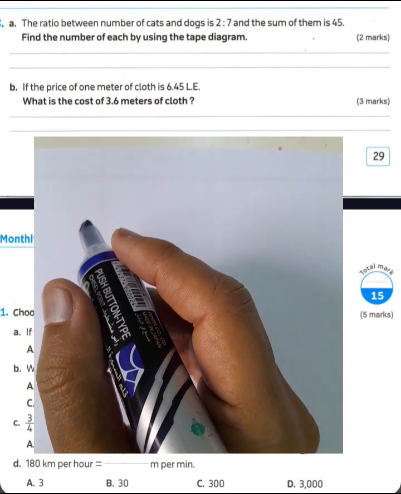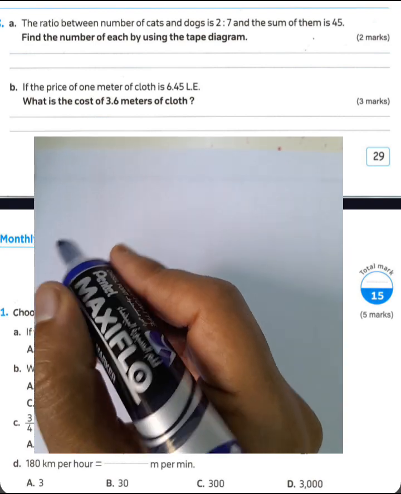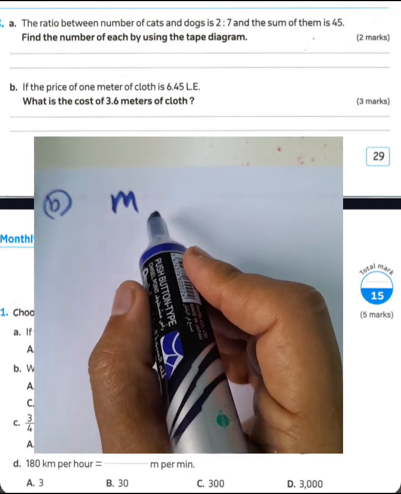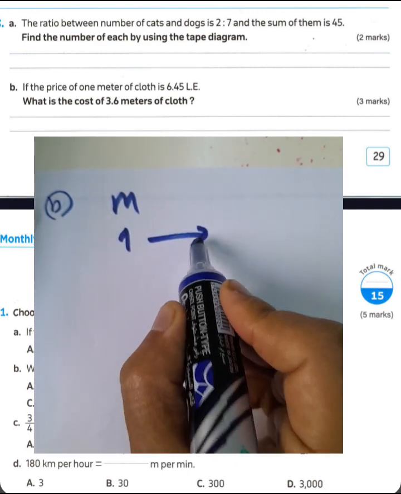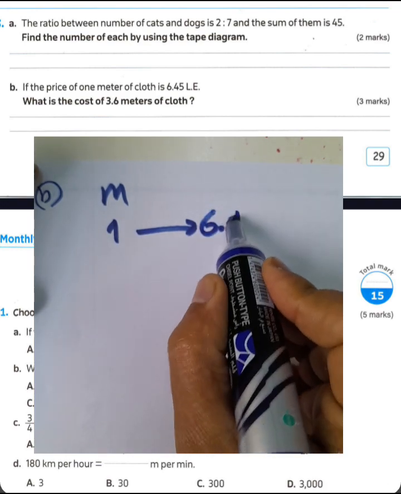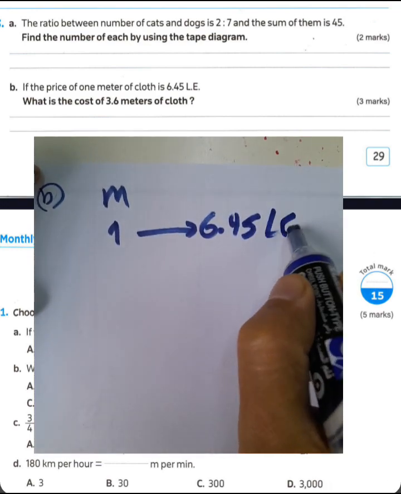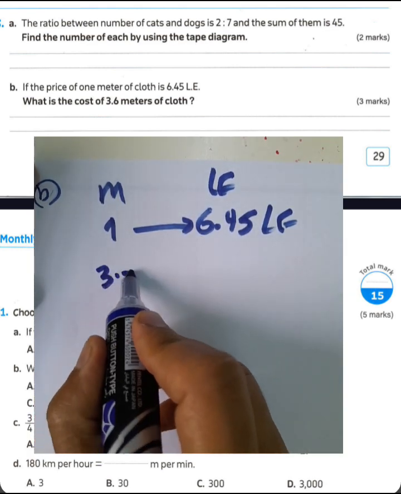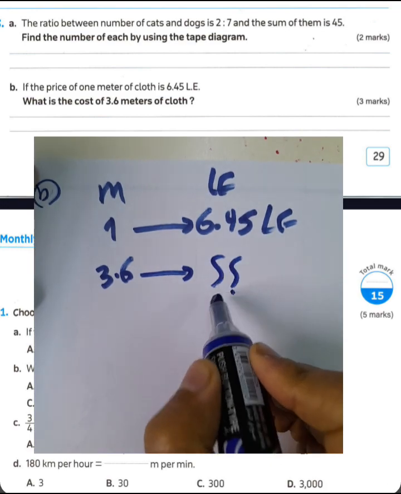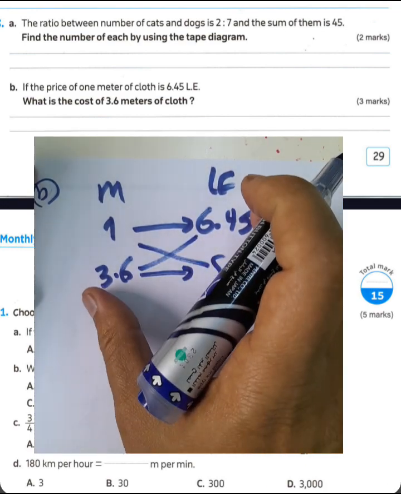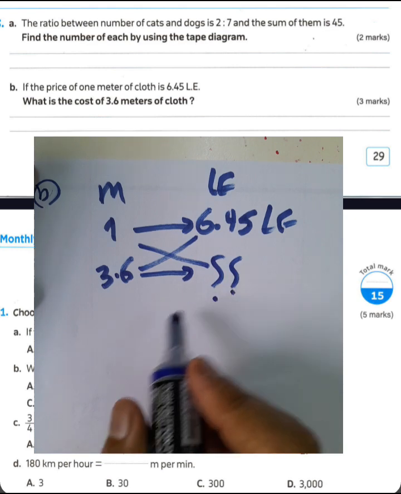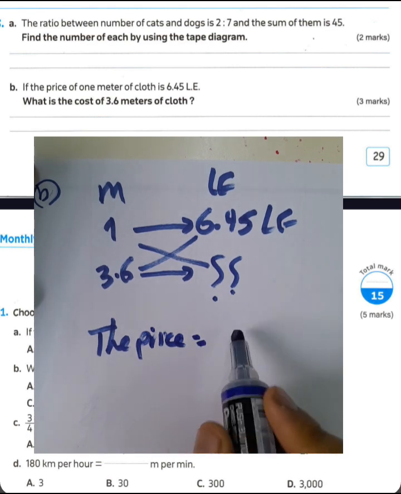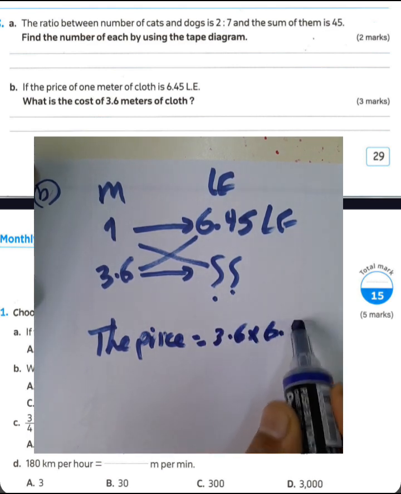Okay, we can find the unit rate first. He gave us the price of 1 meter equals 6 and 45 hundredths Egyptian pounds, and he wants to find the price of 3.6 meters. What is the price of it? We can find the price by the product of extremes equals the product of means. Then the price equals 3.6 times 6.45 over 1.